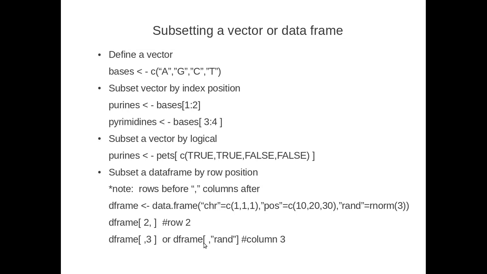Another way we can subset, to pull out a column or a row, is to use the row name or column name. So in this data frame that I've created called dframe, notice we have 3 column names: chromosome, position, and rand. Again, rand, I just pulled out 3 random numbers from a normal distribution. If we just wanted to pull out the rand column from the data frame, we can use the name of the column to extract it rather than using the index position. Sometimes we don't know the index position or what column number we want. We know the name of the column, and this is how you access it.